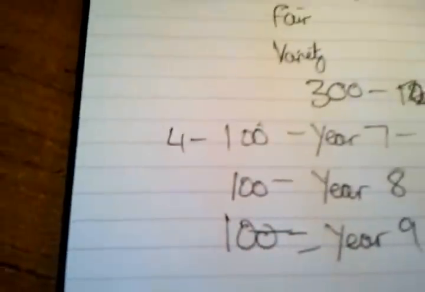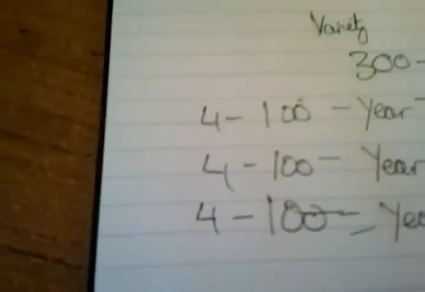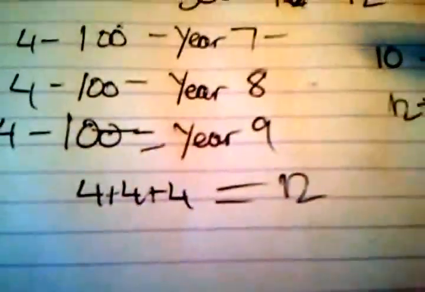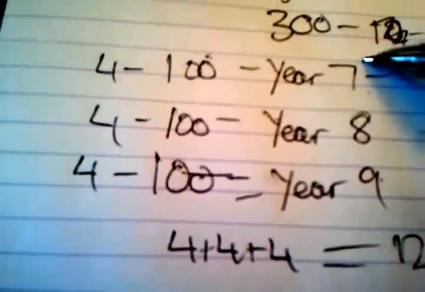So I take 4 out of this 100 randomly, 4 out of this 100 randomly, and 4 out of this 100 randomly. With this I get overall 4 plus 4 plus 4, 12 samples. I have my 12 samples with equal year 9s, equal year 8s, and equal year 7s.